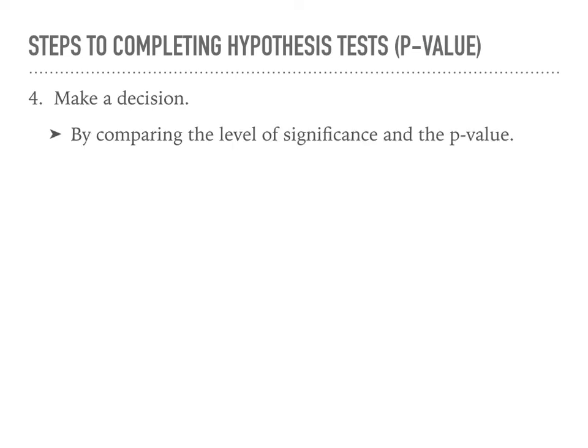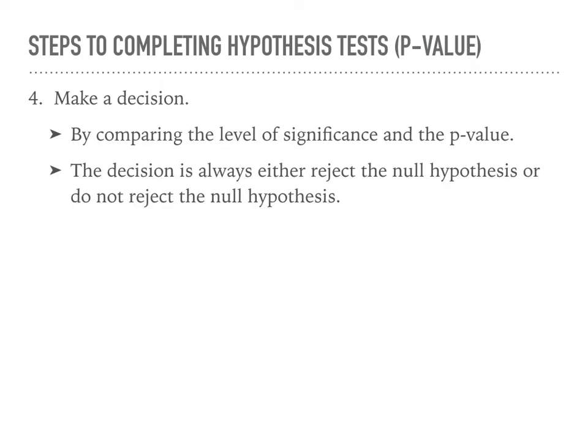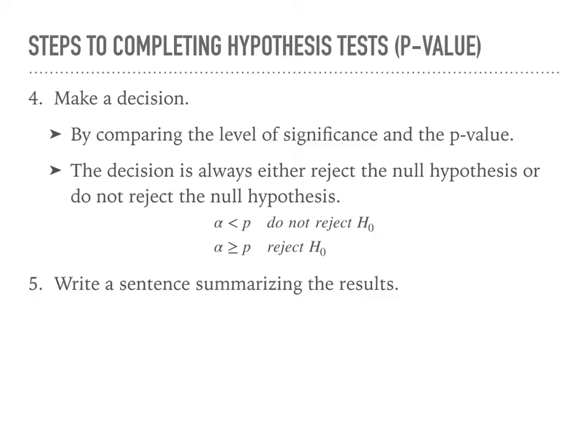We make a decision by comparing the level of significance and the p-value. Remember, the decision is always either reject the null hypothesis or do not reject the null hypothesis. So comparing alpha to p, if alpha is less than p, we make the decision do not reject the null hypothesis. If alpha is greater than or equal to p, we reject the null hypothesis. And then we write a sentence summarizing the results the same way that we did with our previous method.